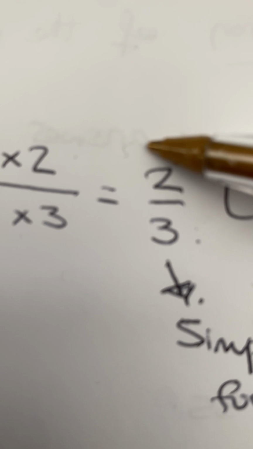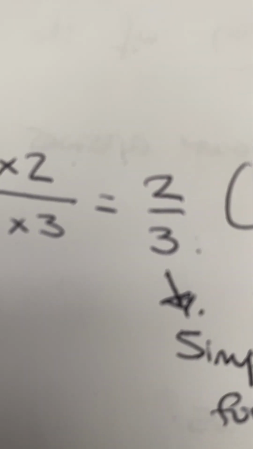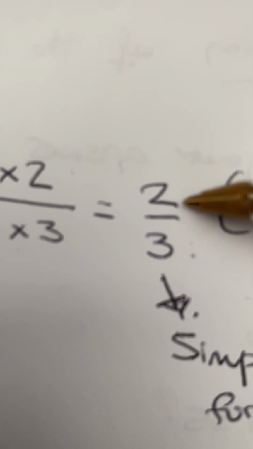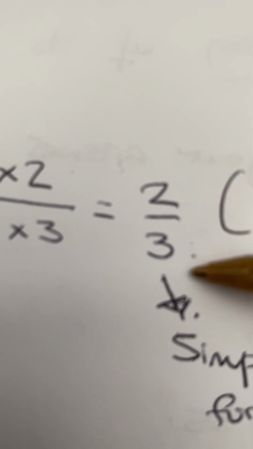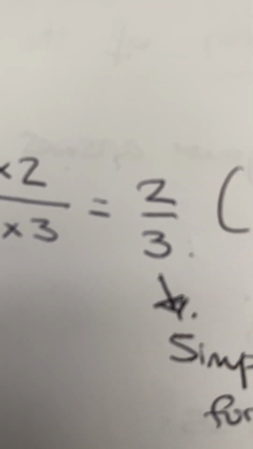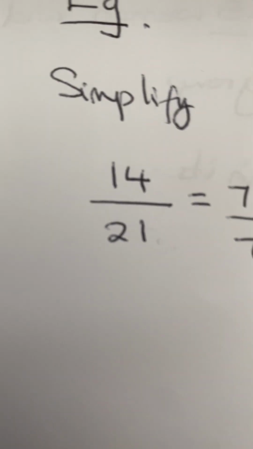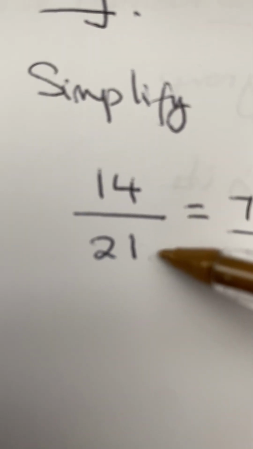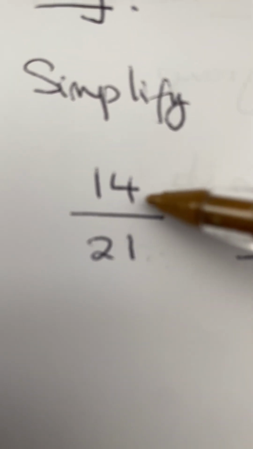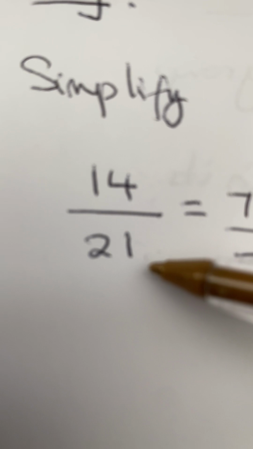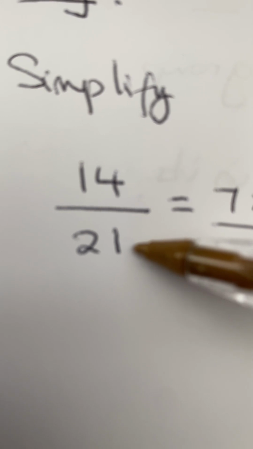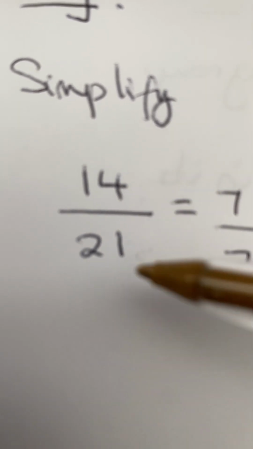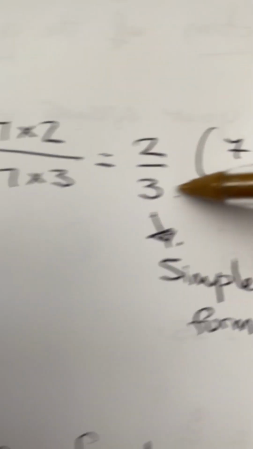Simplest form also means that there are no common factors. So apart from 1, there is no common factor for 2 and 3, so I can't reduce it any further. But when you look at 14 out of 21, 7 is a factor of 14 and also a factor of 21. That is why I can reduce it to 2 over 3. Hope I'm clear on that.